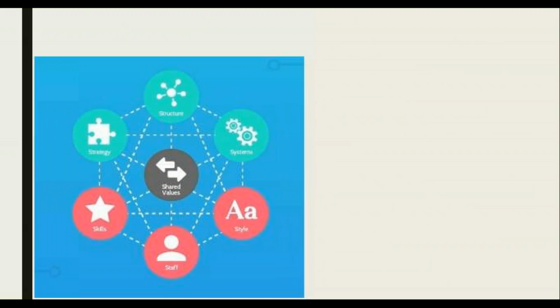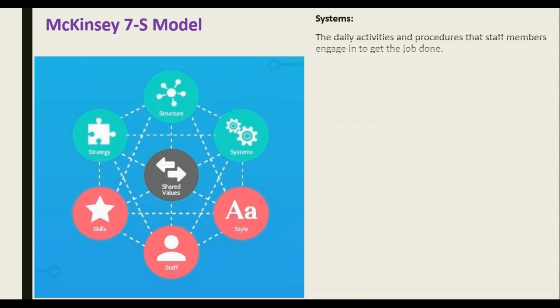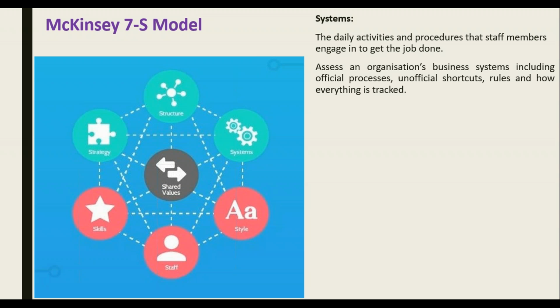What are the systems then? The systems are the daily activities and procedures that staff members engage in to get the job done. Here, there's a need to assess an organisation's business systems, including the official processes, unofficial shortcuts, a little like that deviance I was talking about earlier, rules, and how everything is tracked.